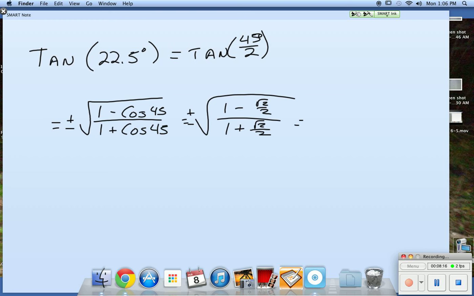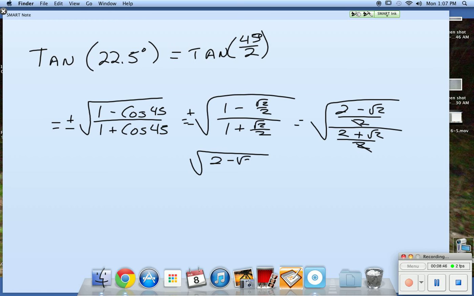Can't do it. And actually, when you start reducing, this is getting to be a quagmire real quick. This is 2 minus square root of 2 over 2, over 2 plus square root of 2 over 2. The 2's cancel out here. We're left with square root of 2 minus, or 2 square root of 2, over 2 plus square root of 2. Are we allowed to leave a square root on the bottom?